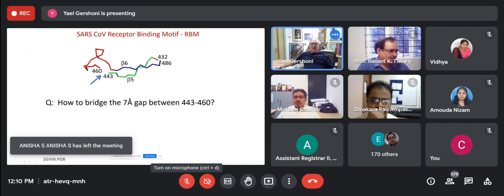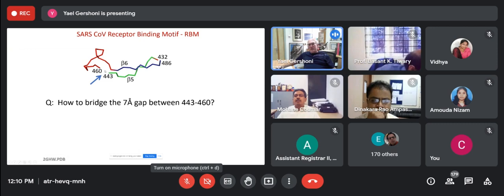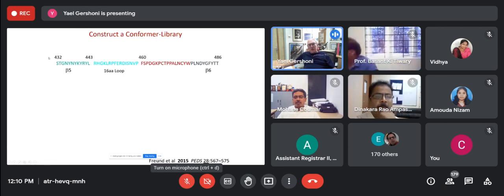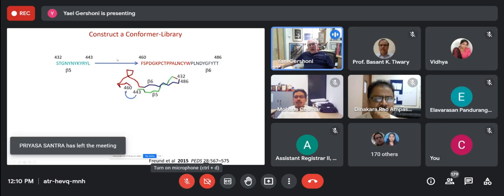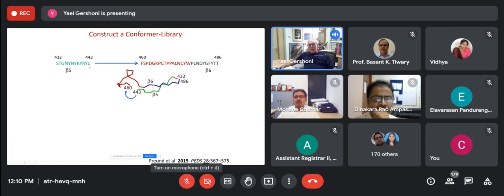So the question is how do you bridge this gap and make one continuous structure from 432 to 486? This gap is 7 angstroms long. So here's the sequence, and what we're saying is we would like to remove the 16 amino acids of the anchor loop, which we have done, and if this is the structure, how does one link from the leucine 443 to 460 phenylalanine, or as you can see here, a bridge here?